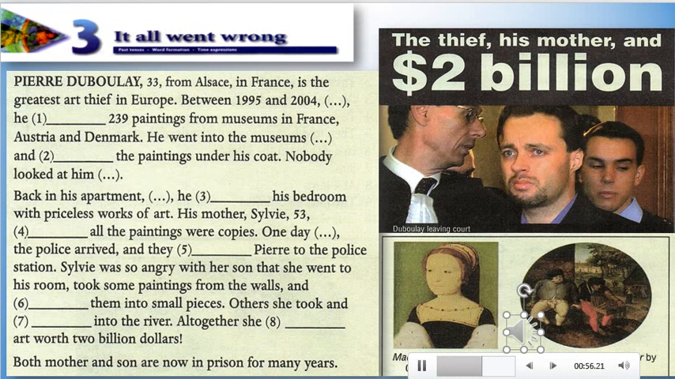His mother, Sylvie, 53, thought all the paintings were copies. One day, while they were having supper, the police arrived, and they took Pierre to the police station. Sylvie was so angry with her son that she went to his room, took some paintings from the walls, and cut them into small pieces. Others she took and threw into the river.